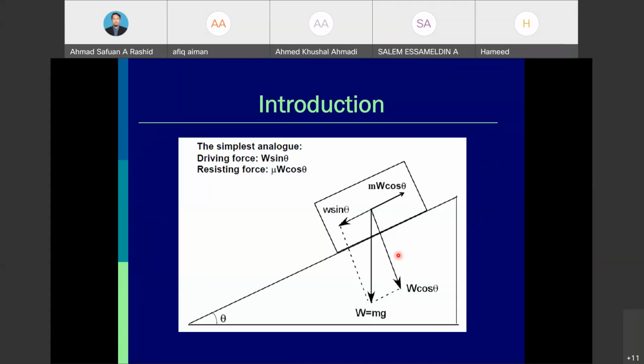This is based on a simple analogy, where we have a block. I guess I discussed this previously, in our first class. We just imagine this block will move downwards due to the slope angle. Then we need to calculate what the driving force is and also what the resisting force is.